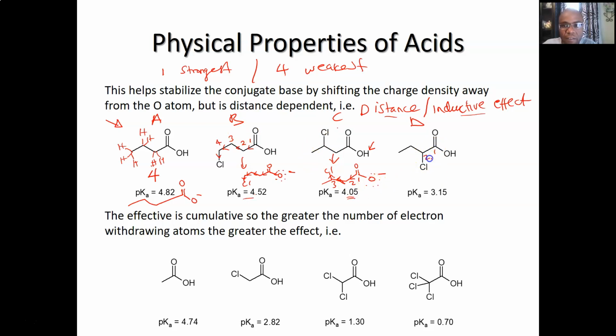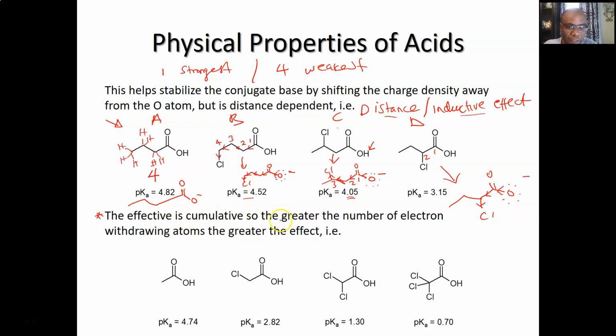Now this Cl is on the 2nd carbon, so obviously if I draw the conjugate base, you can see that there is a stronger effect because it's very close to the oxygen. You see how I only pulled 3 arrows here. Here I pulled 1, 2, 3, 4 arrows. Here I pulled 1, 2, 3, 4, 5 arrows. So the closer the electron withdrawing group, the greater the electron withdrawing. Okay, the effect is cumulative.